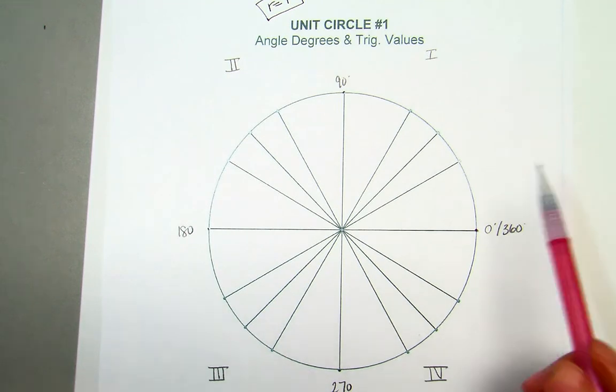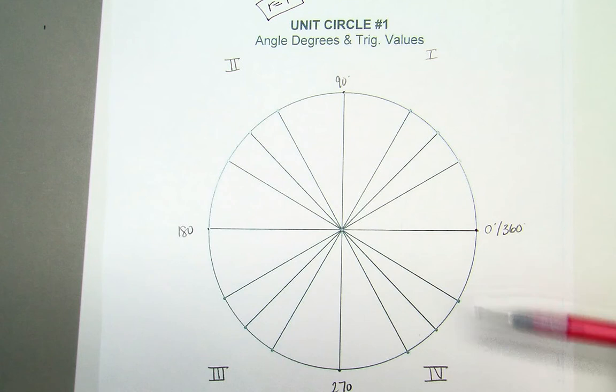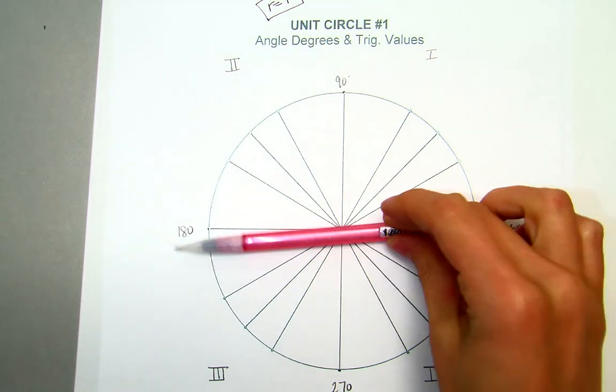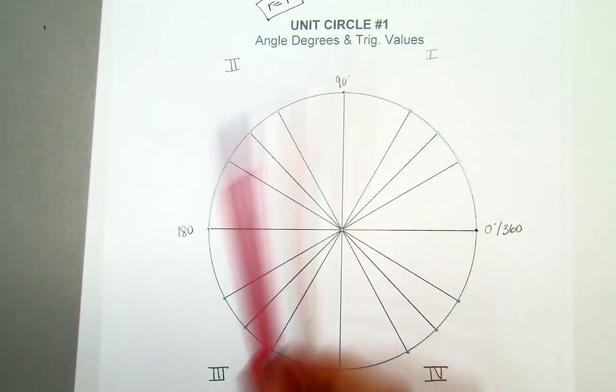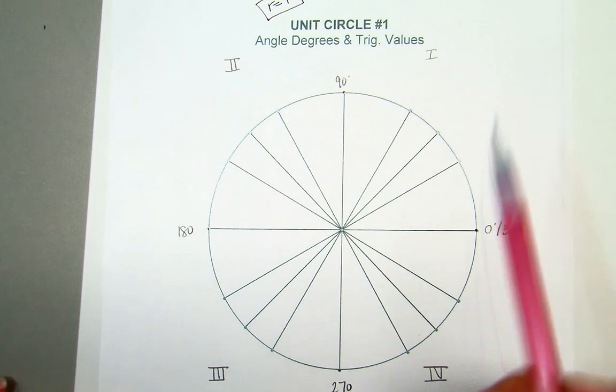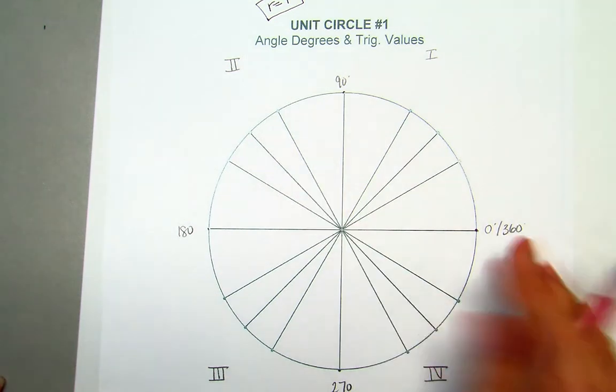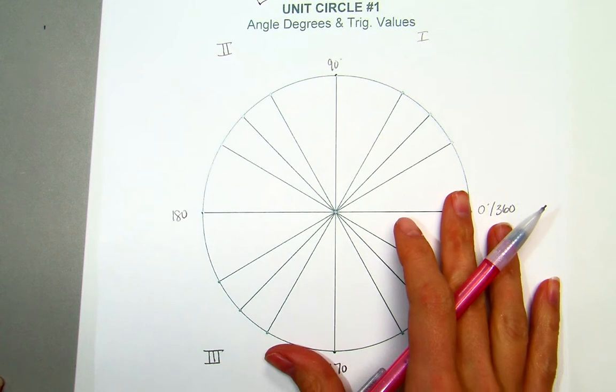And the idea of your quadrantal angles is that they don't fall in a quadrant. They're actually on your axes between quadrants. That's why they're called quadrantal. But in each quadrant, you have positive and negative values for your sine, cosine, and tangent.